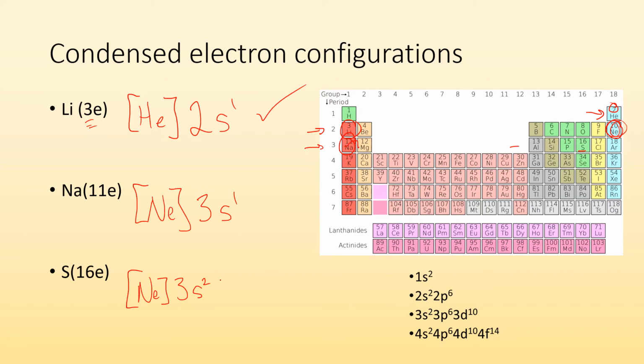And now I got to go into, well, what comes after 3s2? Let me do my diagonal rule. 3p. So I go 3p. And then how many electrons more do I need? Well, I could just count, right? There's 1, 2, 3, 4 more electrons I need to place. So it would be 3p4. And I can check. 2 plus 4 is 6, plus the 10 from neon gives me 16, and that's how many sulfur has. So I'm looking good.